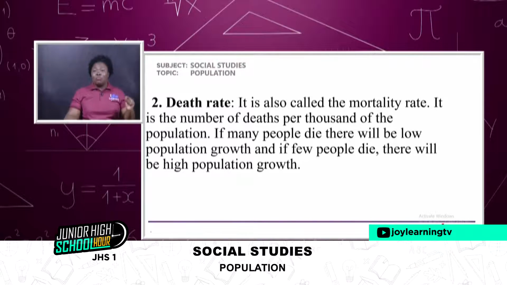It is also called mortality rate. It is the number of deaths per thousand of the population. If many people die, there will be low population growth. But it's not good for people to die anyway. But it's part of population. We have to learn it.